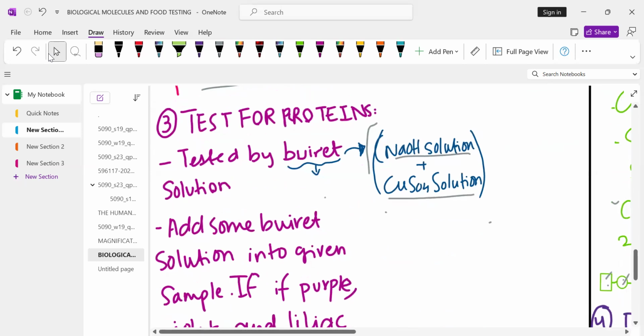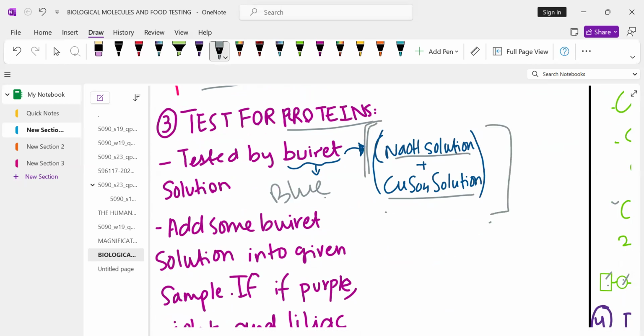Then the third test is for protein. Proteins are tested using the biuret solution, and the initial color is blue because of the copper sulfate solution. As additional information, biuret solution is made up of sodium hydroxide NaOH solution and copper sulfate CuSO4 solution. You don't need to remember this. All you need to remember is that the initial color of biuret solution is blue.